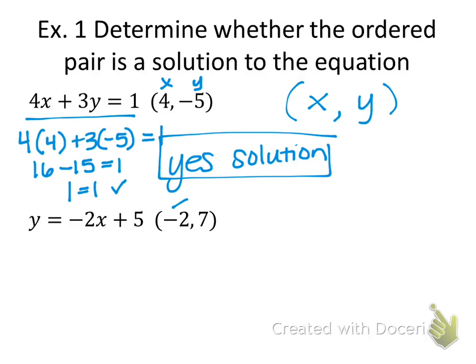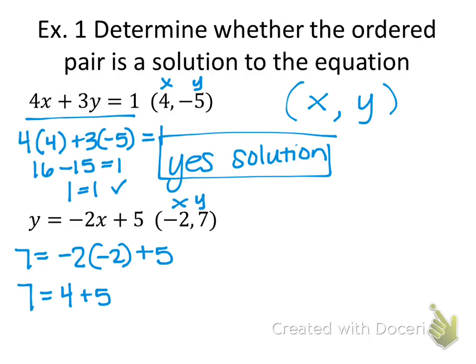Again, remember, it's always x comma y. So the negative 2 is my x and the 7 is my y. So I'm going to plug in 7 equals negative 2 times negative 2 plus 5. Negative 2 times negative 2 is positive 4 plus 5. 7 equals 9. Is that ordered pair a solution to the equation? No, it is not.